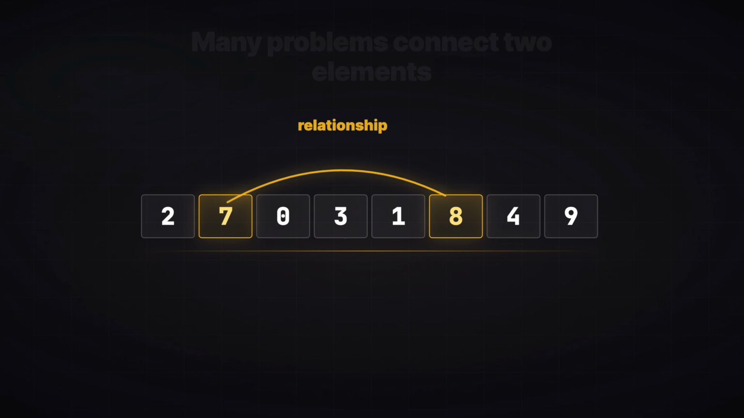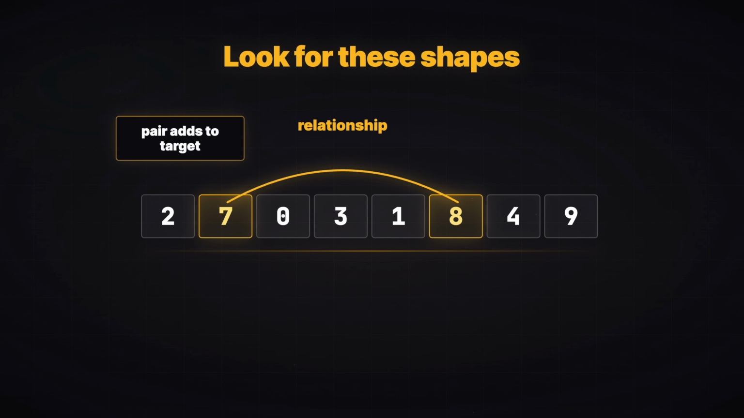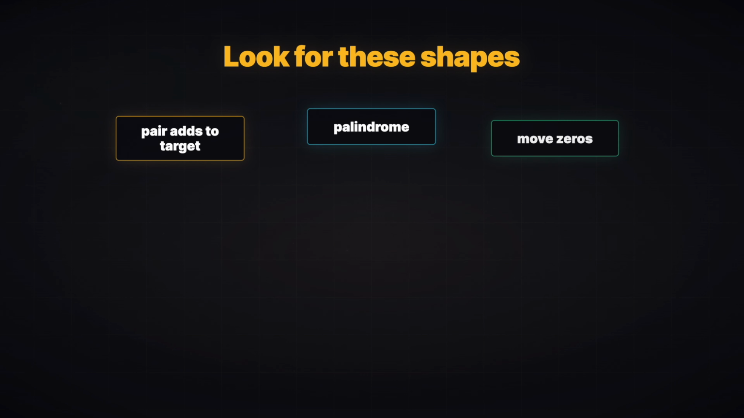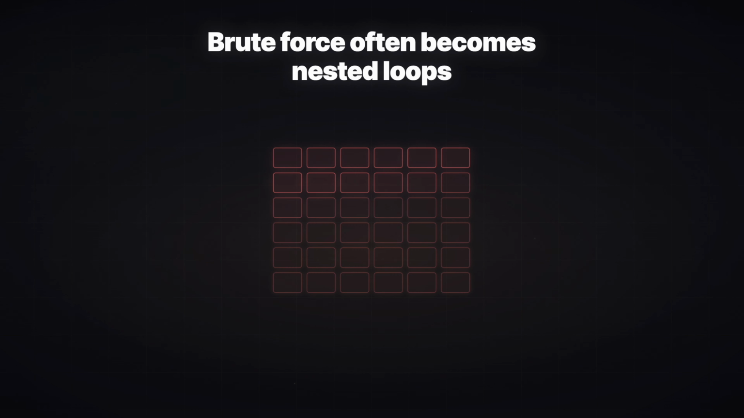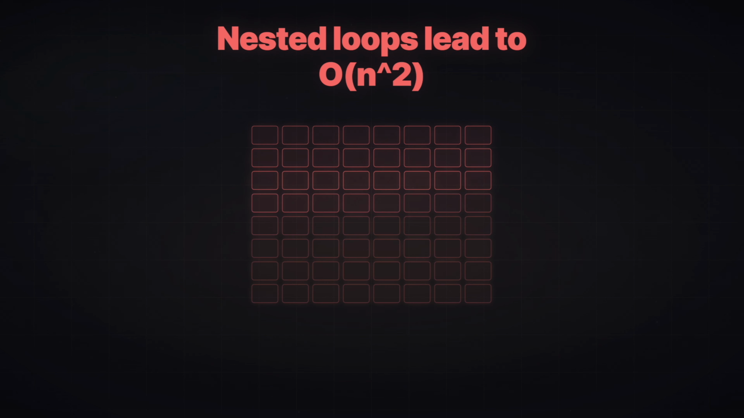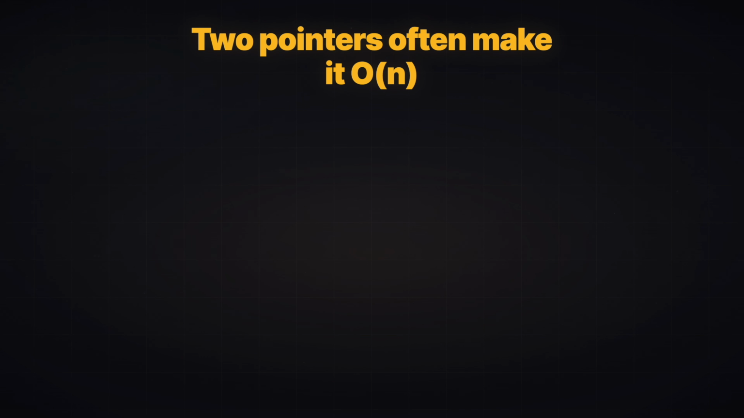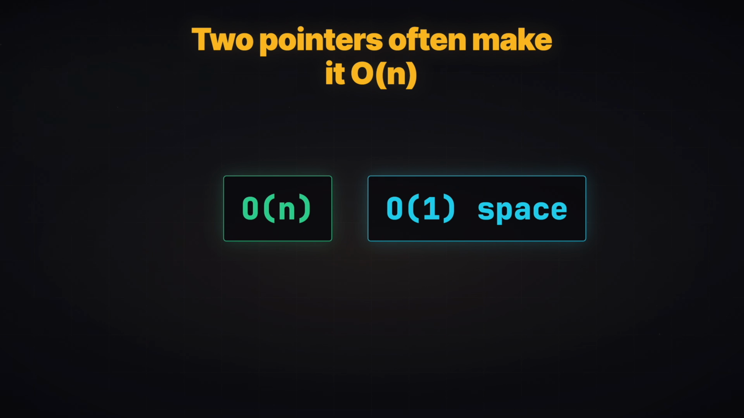Many problems involve relationships between two elements. For example, do two numbers add up to a target? Is a string a palindrome? Can we move all zeros to the end? Can we remove duplicates from a sorted array? Can we rearrange a sequence into the next possible order? A brute force solution may use nested loops. That often leads to O of n squared time. But with two pointers, we can often solve the same problem in O of n time. That means we usually scan the data only once, and in many cases, we use only constant extra space.